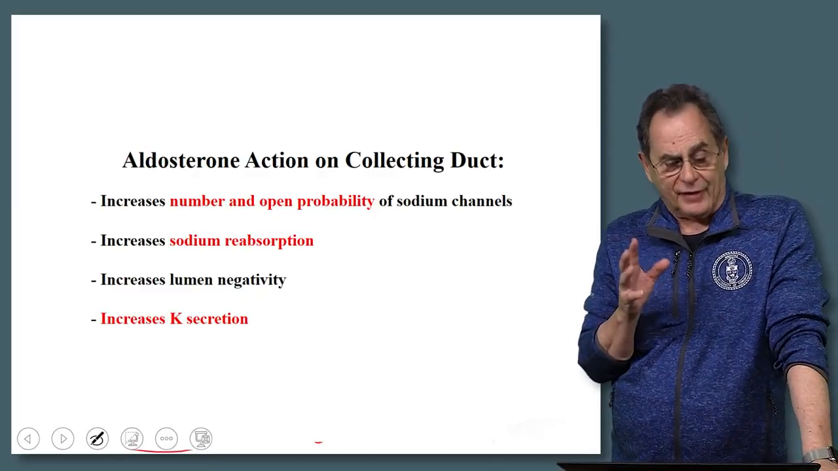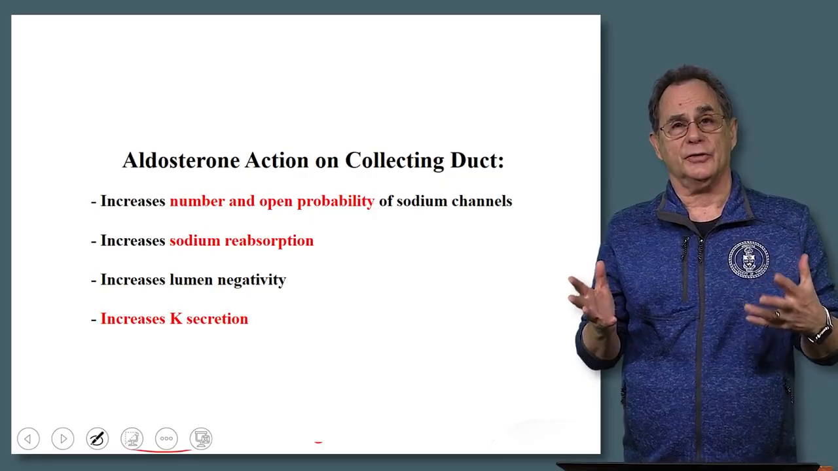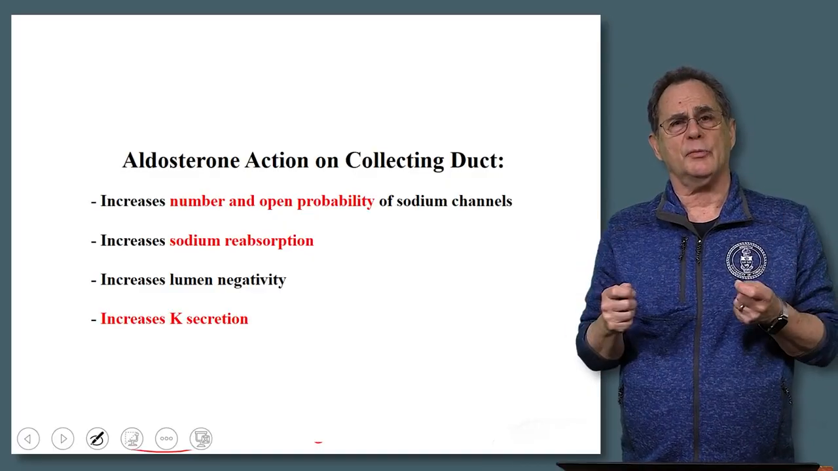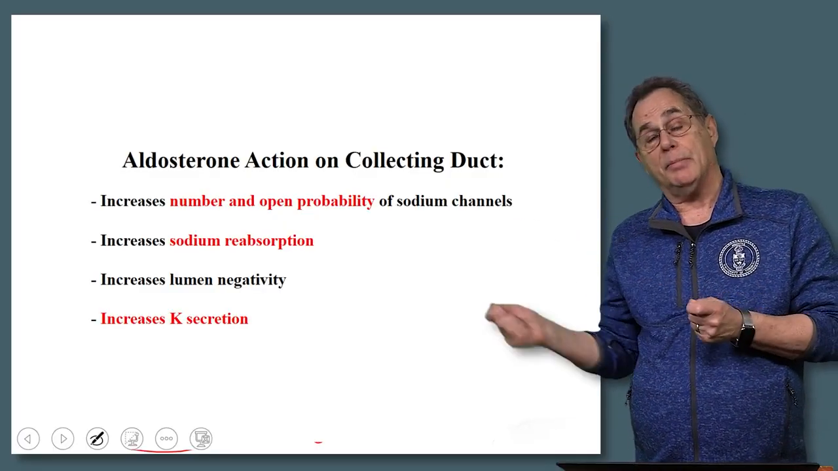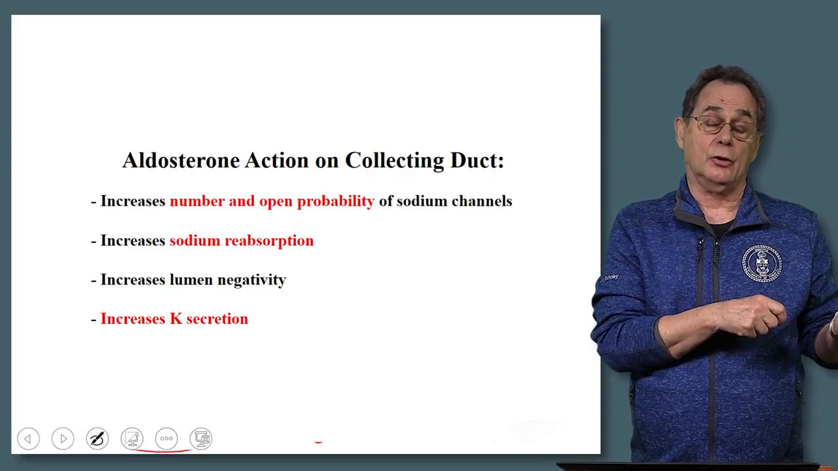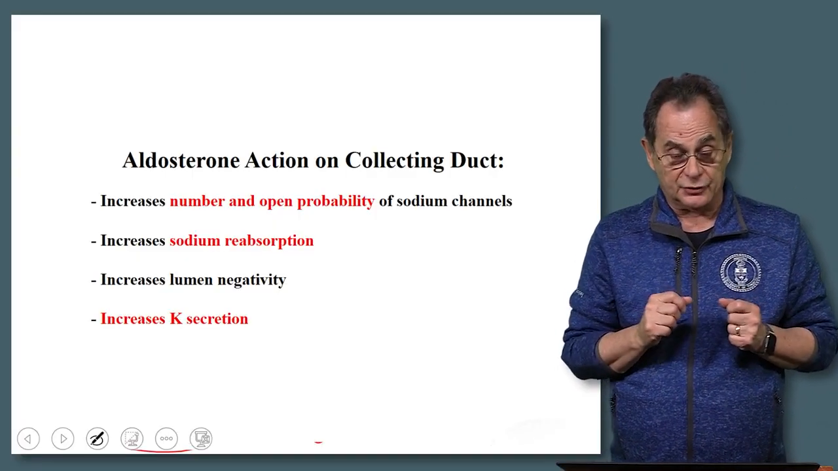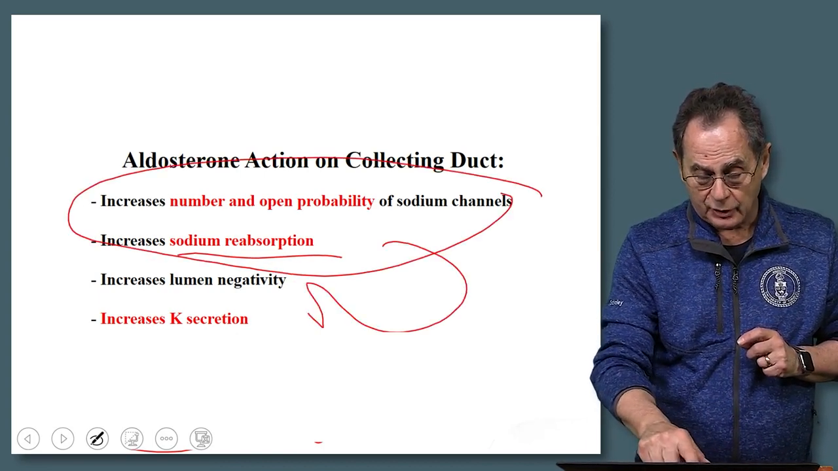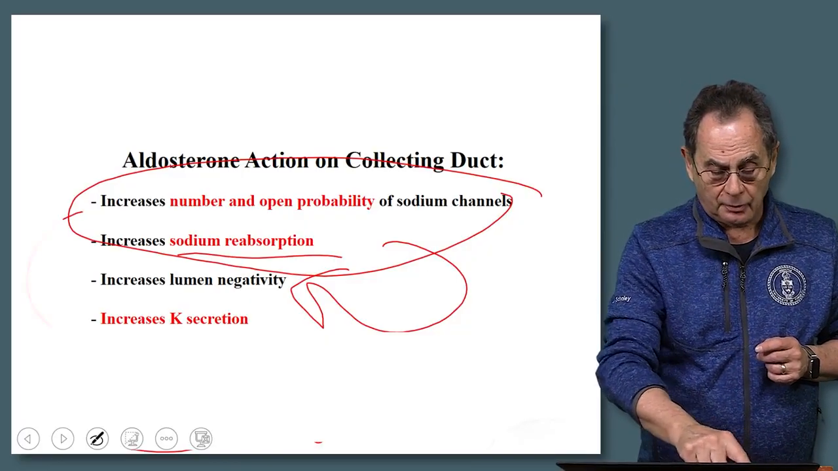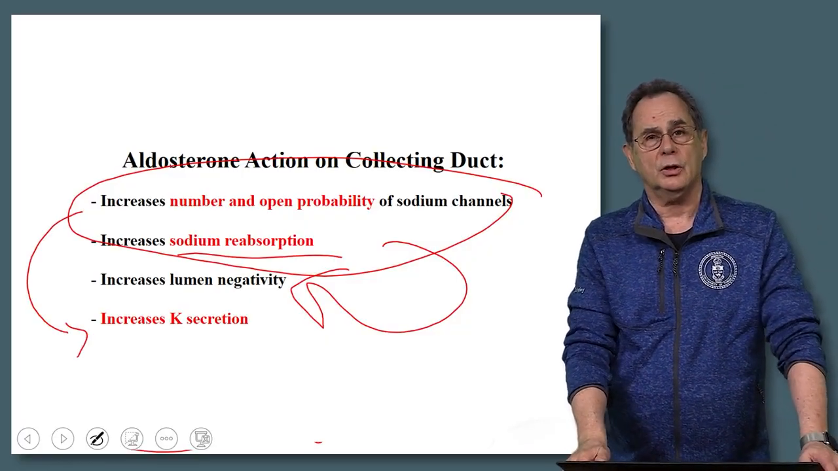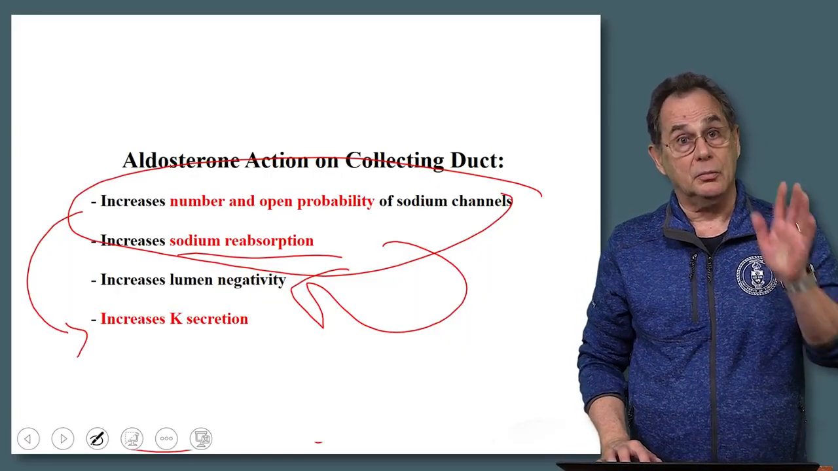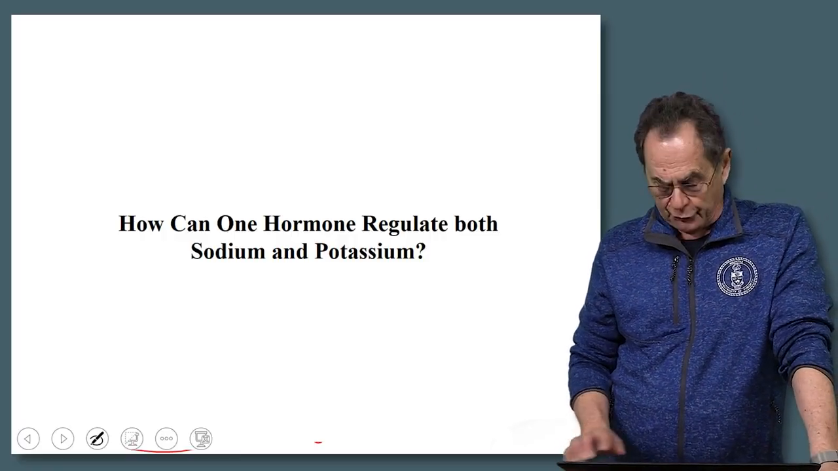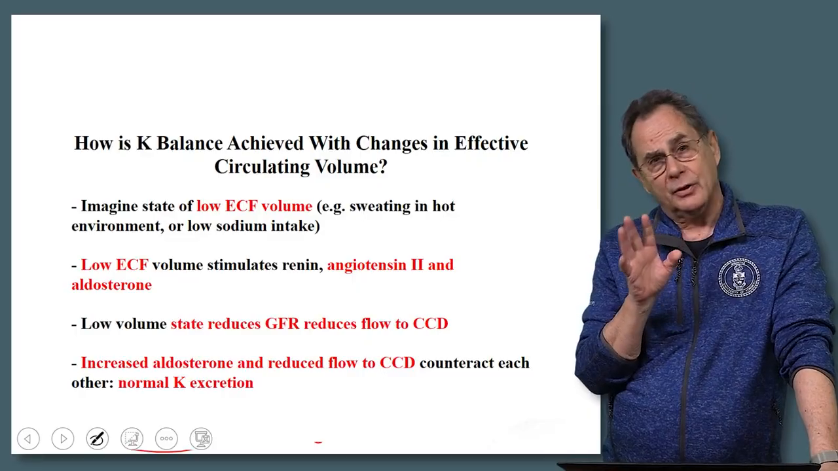So what is the action? Well, it has a number of other effects too. It actually increases the number and open probability of sodium channels, so that's the expression and the open probability, increasing sodium permeability. The more sodium you get in and then pump out, the more potassium you get in and then allow to move out of the cell, across opposite membranes. It increases sodium reabsorption. These together combine to increase the lumen negativity, and they all combine to increase potassium secretion passively. So the question you might have is, how can one hormone regulate both sodium and potassium together? Let's just walk through that.